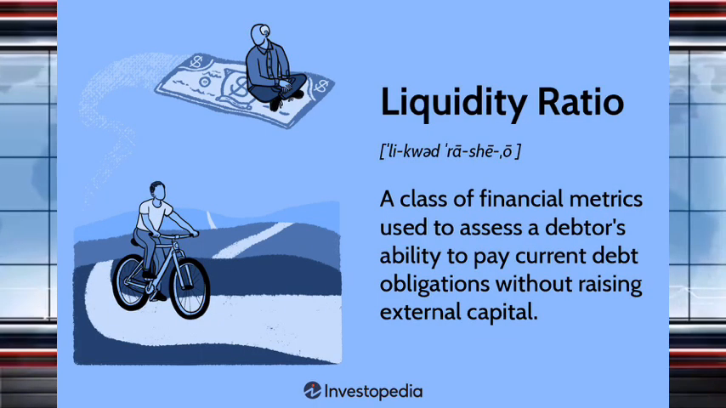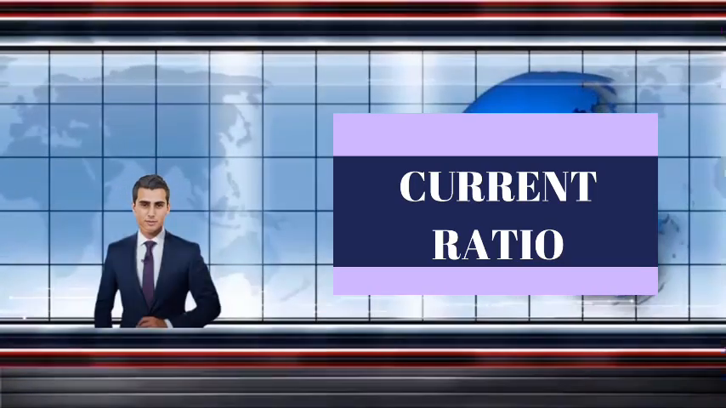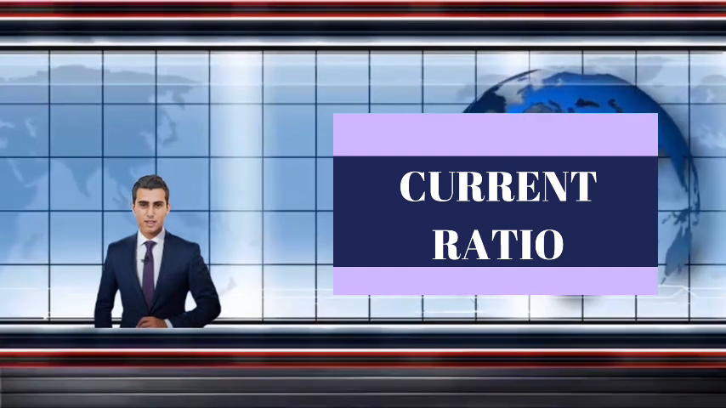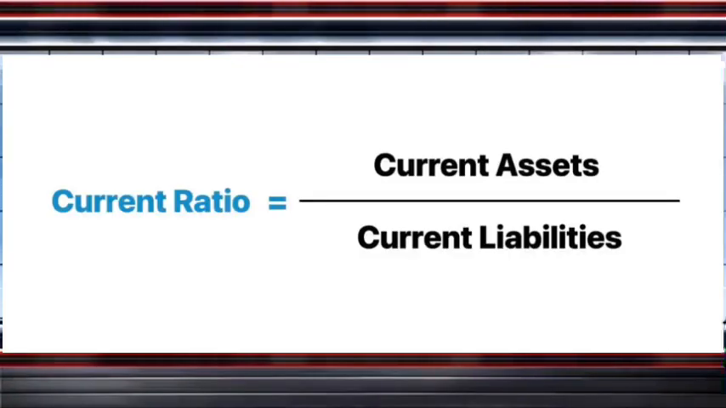Liquidity analysis. 1. Current ratio. The current ratio is a liquidity ratio that measures a bank's ability to pay short-term obligations. It is calculated by dividing a bank's current assets by its current liabilities.